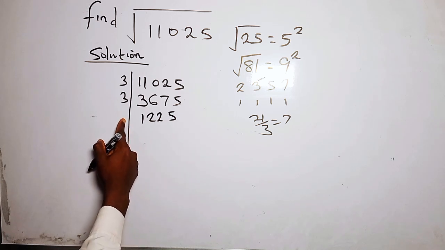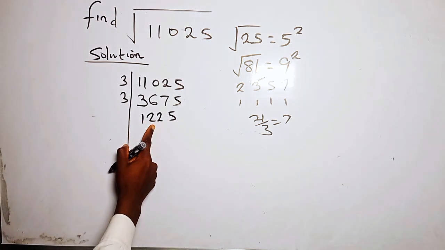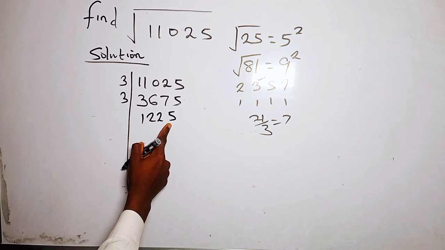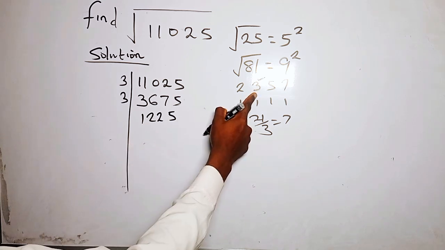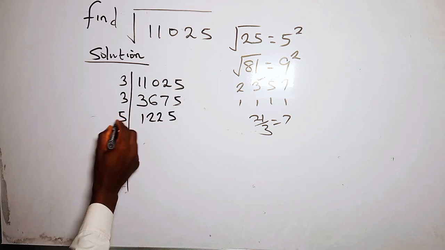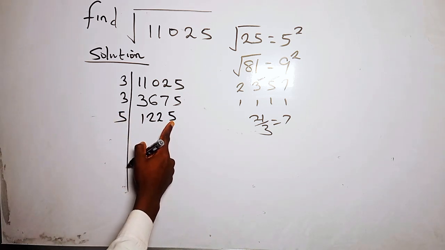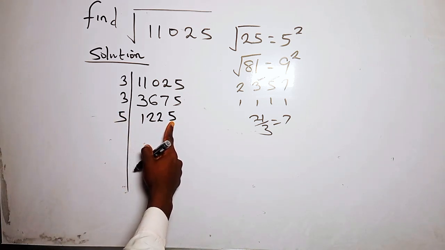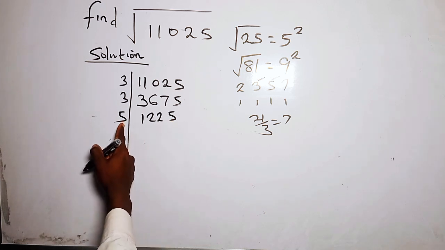Can we still use 3? Let's check. 1 plus 2 is 3. 3 plus 2 is 5. 5 plus 5 is 10. So we can't use 3. So the next prime number is 5. Why? The last digit here is 5, or 0. So we can use 5.